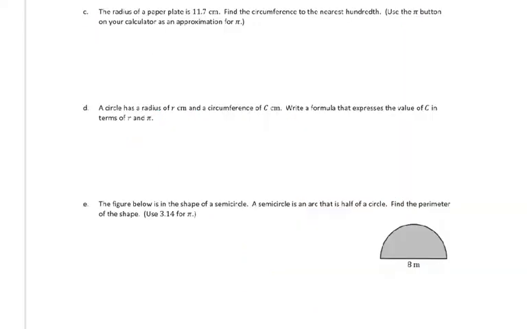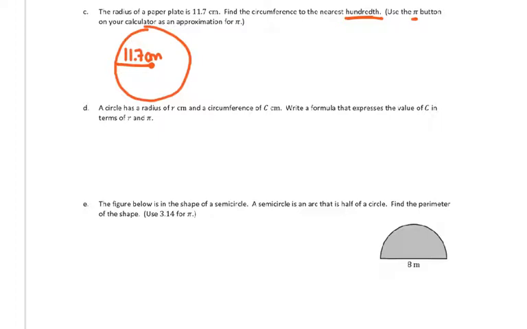All right, so we are asking ourselves in this problem for part C, it's saying again that the radius of a paper plate is 11.7 centimeters. So again, we have our paper plate here. Our radius is halfway across the circle. So our radius is 11.7 centimeters. That's the same information as last time. But this time it's asking us to find the circumference to the nearest hundredth, and it's also asking us to use the pi button on our calculator as an approximation for pi.